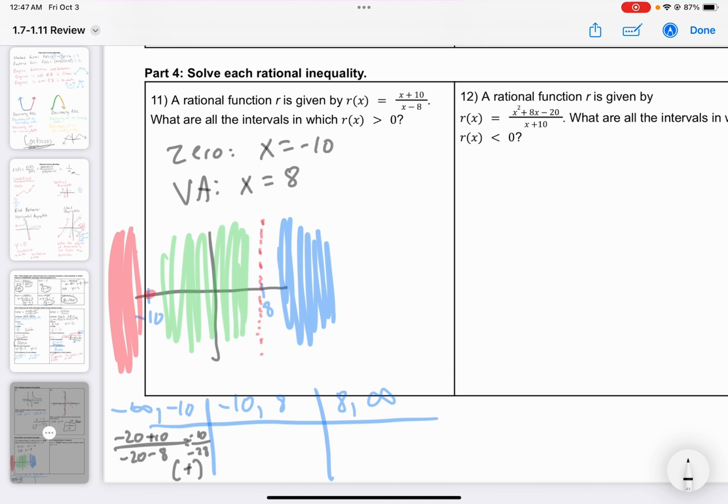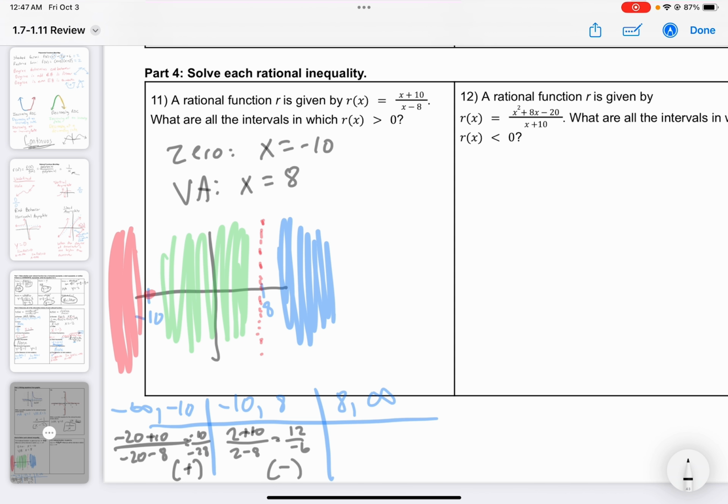Now let's pick a number between negative 10 and 8. How about, I don't know, 2. So I get 2 plus 10 over 2 minus 8. That's 12 over negative 6. Well, that's a negative 2. That's a negative number.